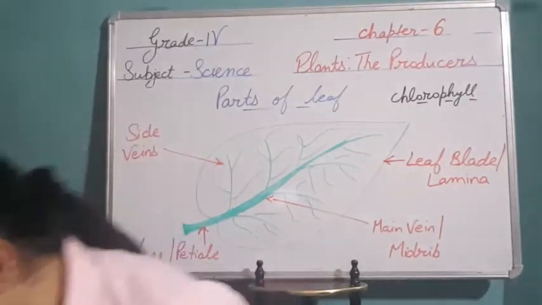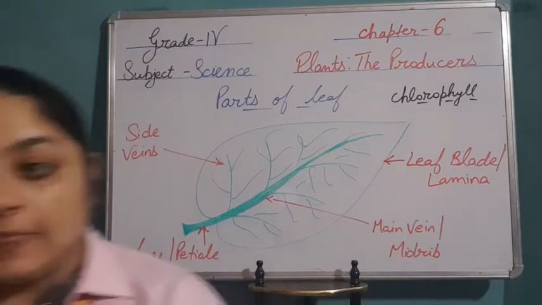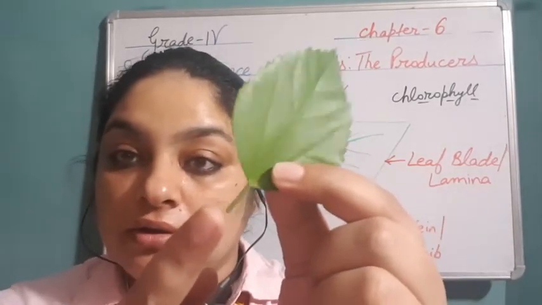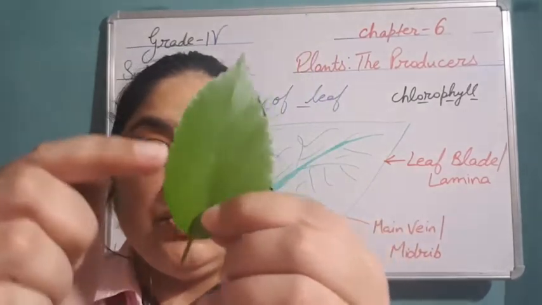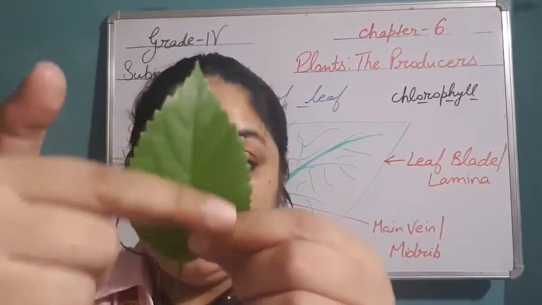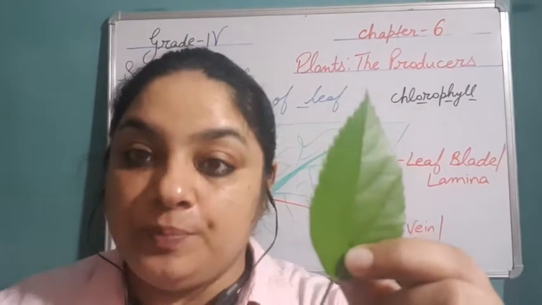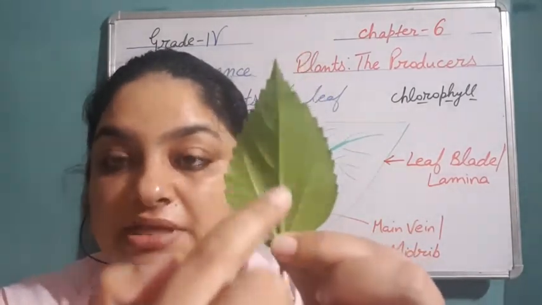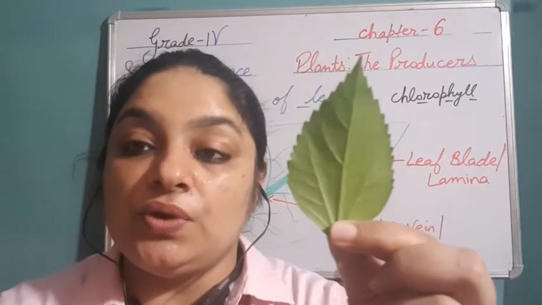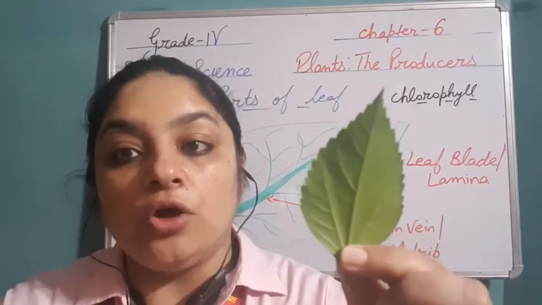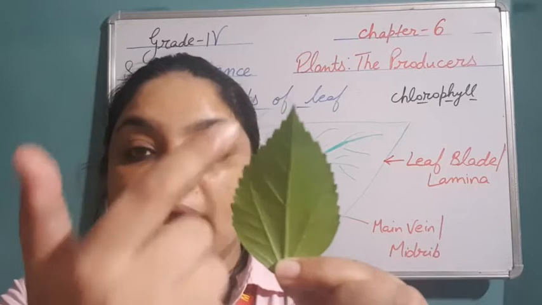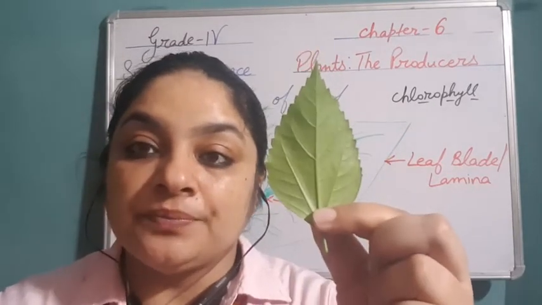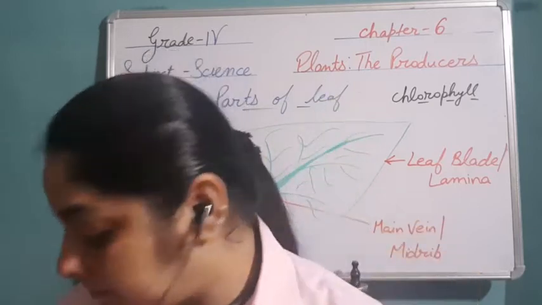Now see, I have a few leaves. First of all, see this. In this one, this is the petiole. You can see this flat part of the leaf, this is known as leaf blade. Then this center line, which is visible, right? This is known as main vein or midrib, and these small lines which are going out of it are known as side veins.